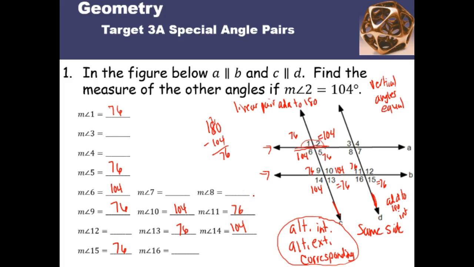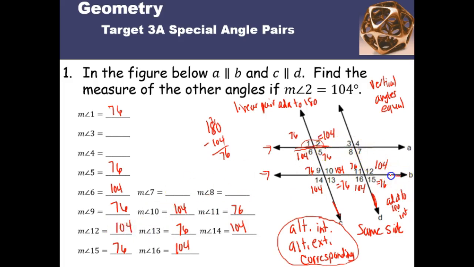And then looking at 12 and 16, or let's look at 12 first, or let's look at 16. Actually, 110 and 16 are alternate interior angles, so they're equal. So this is 104, so 16 is 104. And then because they're vertical, 12 is 104.